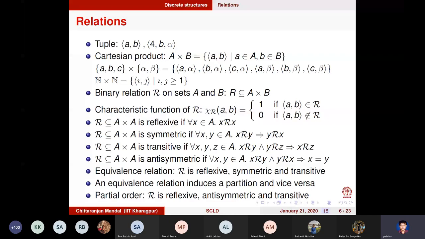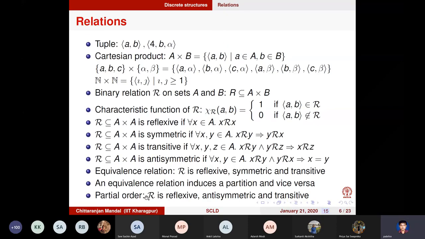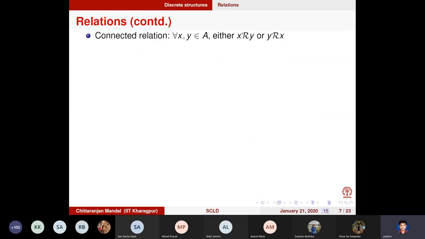So now let's define. This is a partial order. Now let us look at one more property of the relation. Let me just quickly mention one more thing about this partial order.